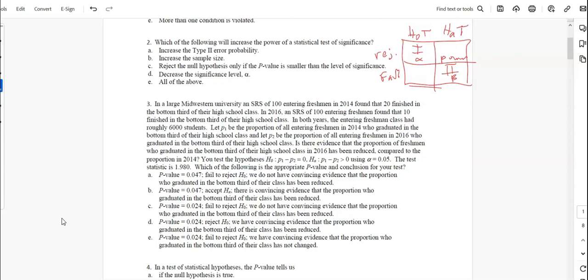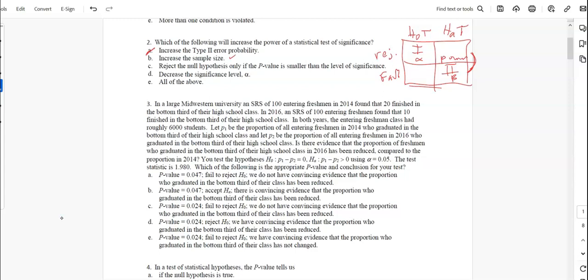Okay, so power goes up. Let's see. Increased type 2 actually makes power go down, so that's not true. Those two add up to 1. So if power is 20%, type 2 is 80%. They always add up to 1. Increase the sample size. Yeah, that should work, actually. But let's just see the rest.